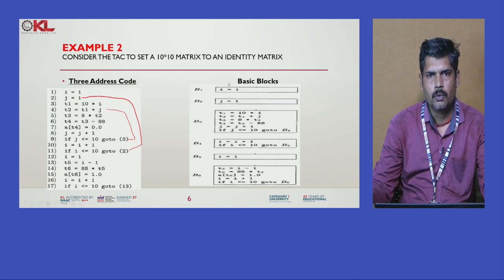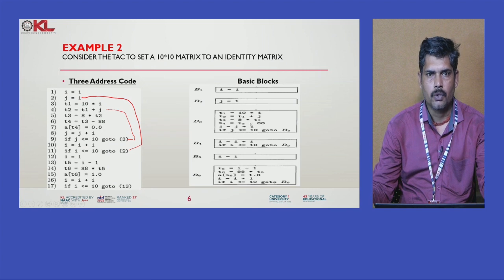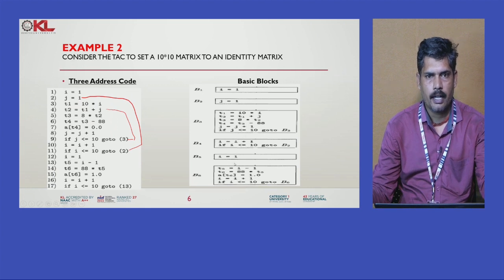Based on this, we divide the blocks: B1 is the initial value of i, B2 is j equals 1, and B3 is under the loop, and B4 is i equals i plus 1, that is, the increment of the i value. That means it completes the j loop, and i equals 1 is another block, and all the remaining statements are B6.